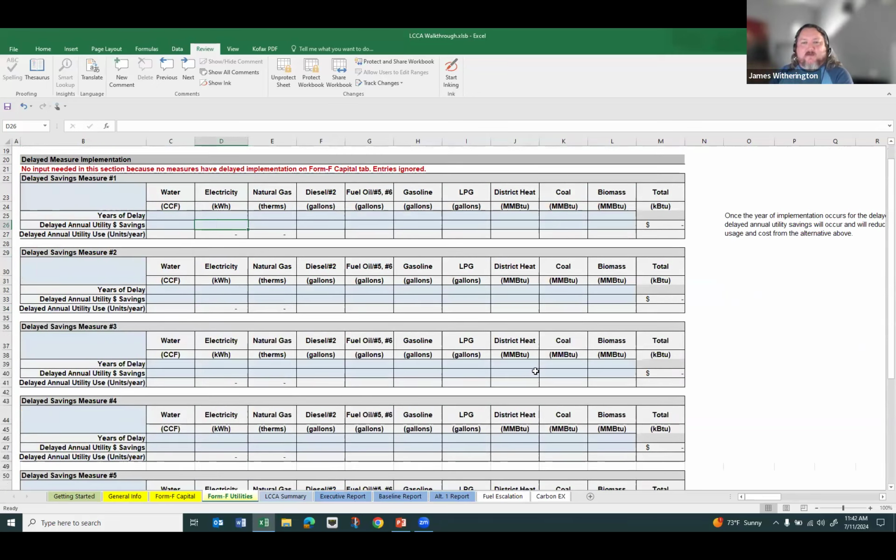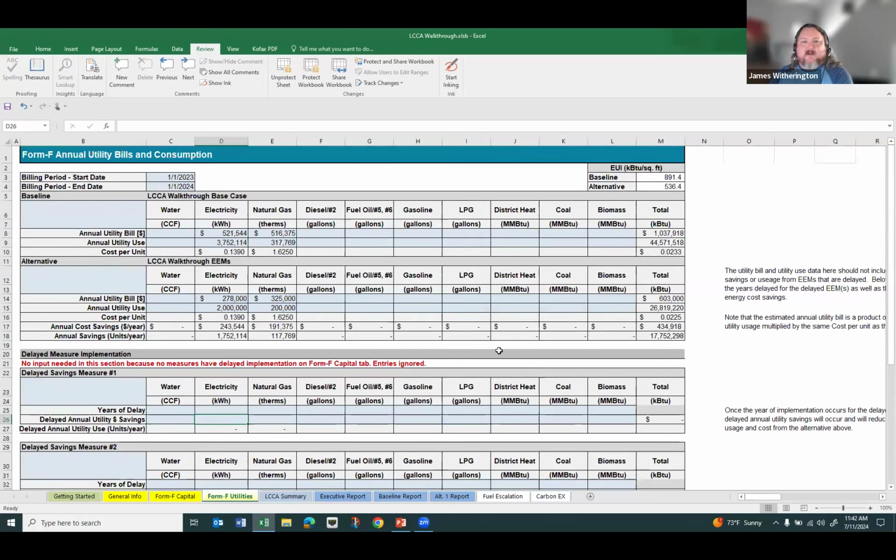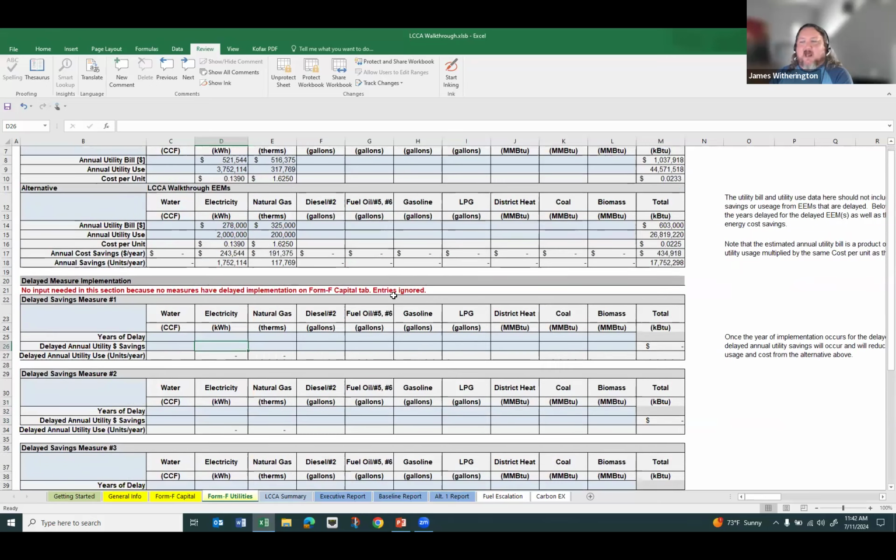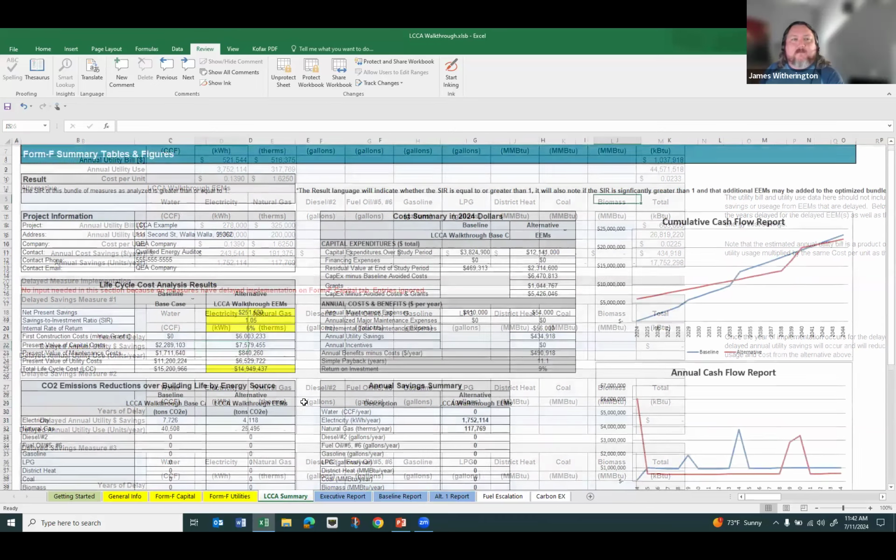Let's see, I don't think there's anything else on these utilities tab. So I could jump right over to the LCCA summary and then answer questions on both tabs, if that makes sense. Yes, let's move on for the sake of time. Okay, time, yep. All right.